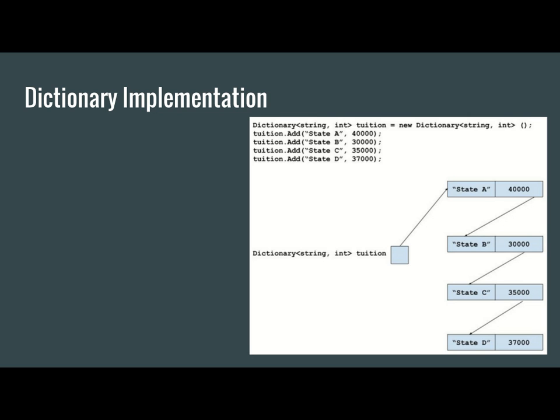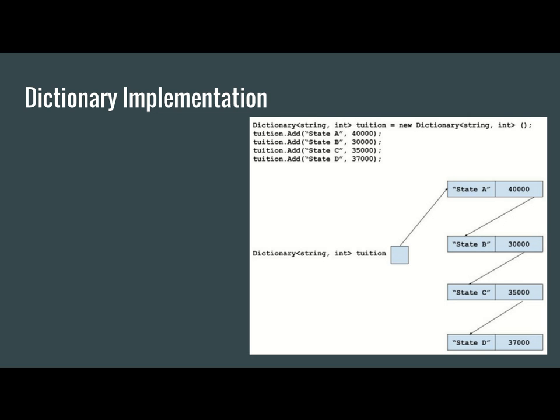And then we say tuition at state A is 40,000. We'll give this part and append it to the end of here. So we have state A, which is the key, and 40,000, which is the value. Then on the third line, we say tuition at state B is 30,000. What we'll do is create this tuple, which has the key state B and value 30,000, and append it to the end of the last tuple. And similarly, we do the rest of it, state C and state D.